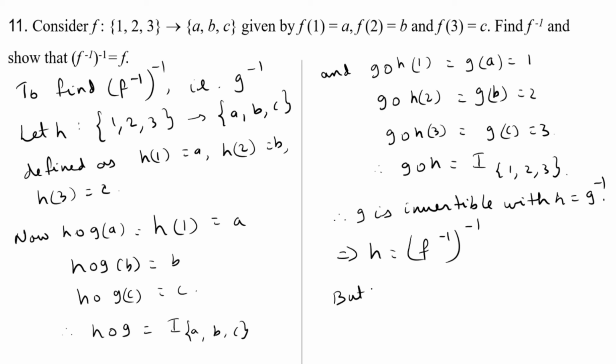But here we can see that H is equal to F, because H is a function from the set {1, 2, 3} to the set {A, B, C}, defined as H of 1 is A, H of 2 is B and H of 3 is C. Here F is also a function from the set {1, 2, 3} to the set {A, B, C} given by F of 1 equal to A, F of 2 equal to B and F of 3 equal to C. So H is equal to F. Therefore, F inverse, the whole inverse is equal to F.